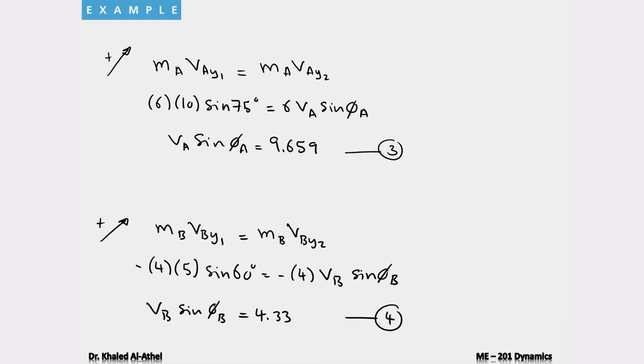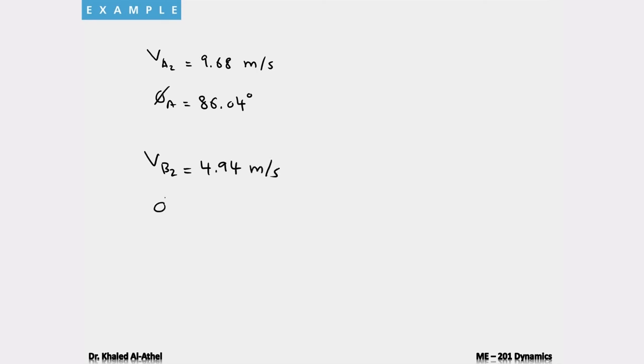Now I have 4 equations with 4 unknowns. If you solve all these 4 equations simultaneously using a calculator or by hand, you get that the magnitude of the final velocity of A equals 9.68 meters per second with an angle phi A equals 86.04 degrees. And final velocity for B should equal 4.94 meters per second, and also I can find the angle phi B equals 61.16 degrees.